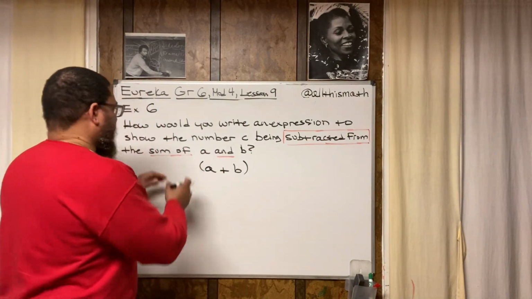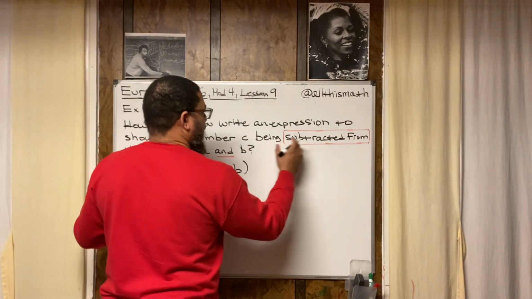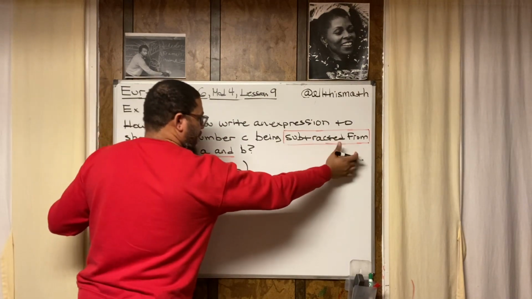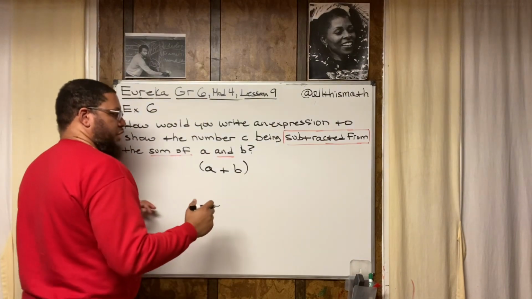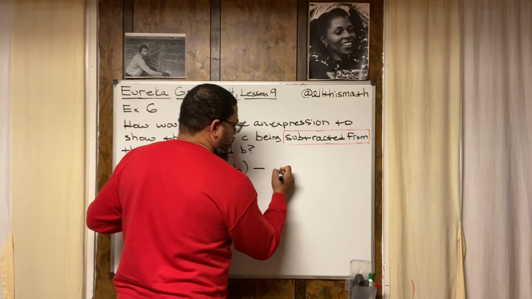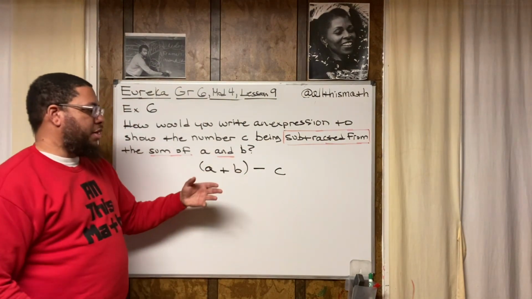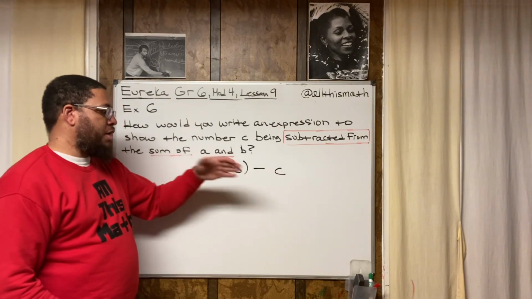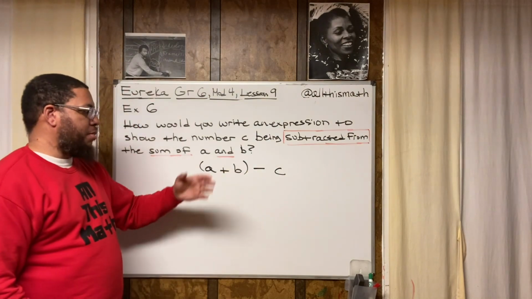All right, so we got the sum of A and B right here. Now, C is being subtracted from the sum of A and B. So that means C is being subtracted from this. Subtracted from means you do minus, but you do C after that, because I'm subtracting C from this.